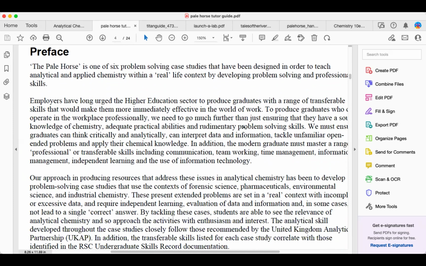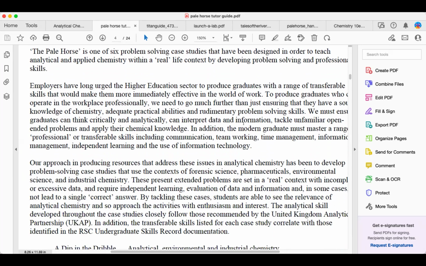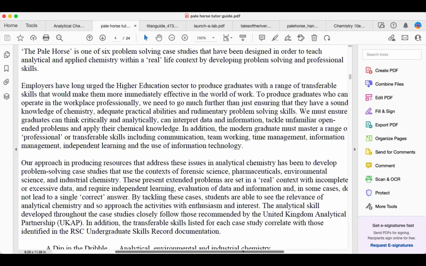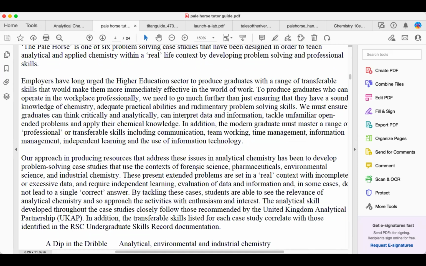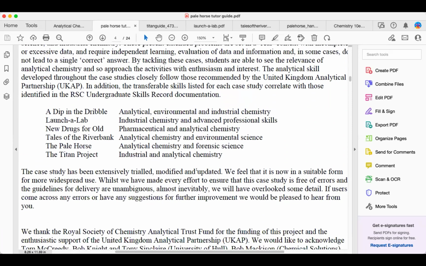So these extended problems are set in a real context, with incomplete data, or it comes with data, but you have to read the whole story to understand. All right. So there are a few that I have chosen for 4 groups. We have the first one here, Pale Horse, and the second one I will show you, the Titan project.